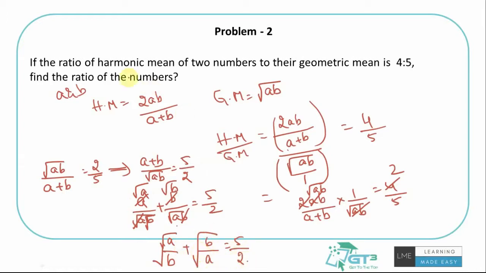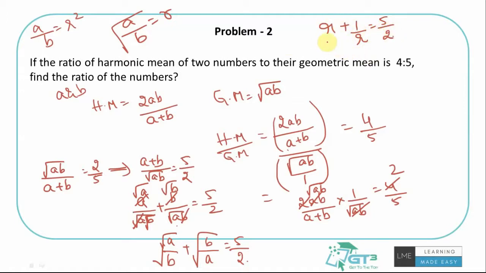You see, they're asking for the ratio of numbers, right? So that is basically I need to find A by B. Let me assume square root of A by B to be R. So what is the ratio of numbers? A by B is R square. So if I find R, I just need to find the square of it to find the ratio of numbers. So square root of A by B is R. What will be square root of B by A? That will be 1 by R. So R plus 1 by R equals 5 by 2. I just need to solve this to get the answer.